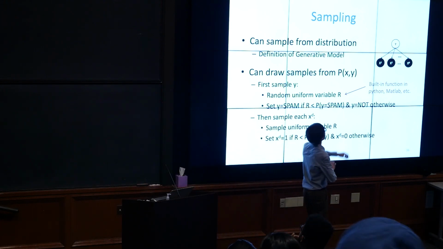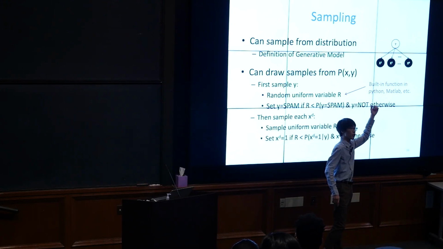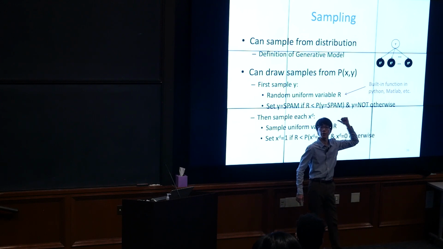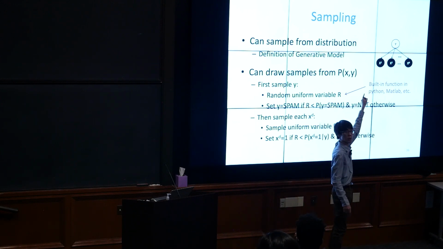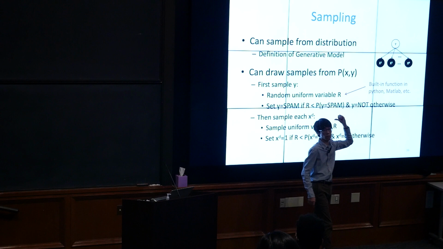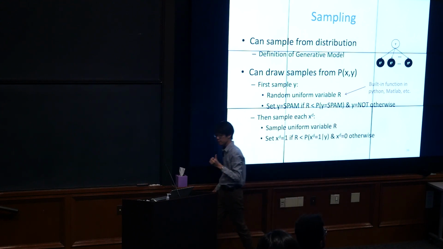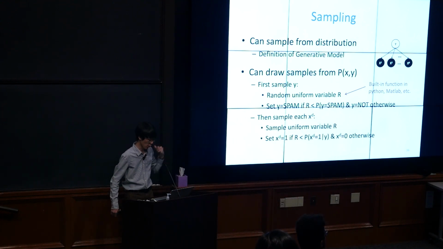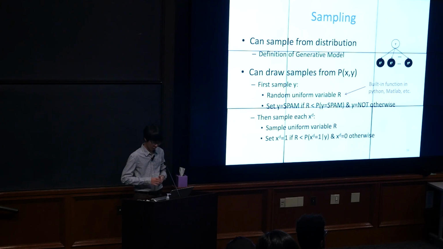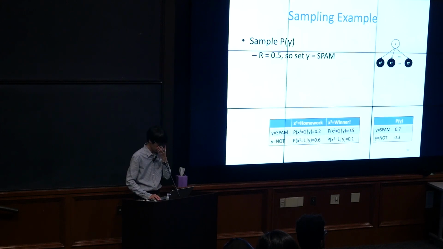One thing I do want to mention is on the graphical representation, you just follow the graph to generate your data, right? So you sample y first, because that's where we start, and then we sample x based on each y, conditioned on each y. All right, so we'll go through a sample example of this.